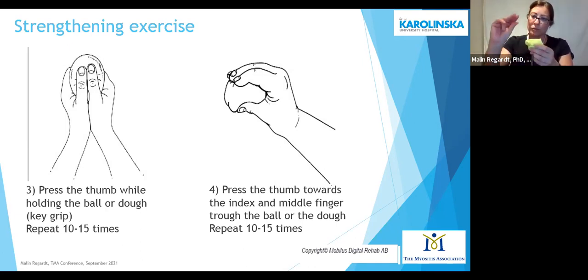The next picture, you should press these 3 fingers together, the thumb and the index finger and the, I don't know, long finger, we call it in Sweden. This is also a grip that we use in daily activities, like pulling on your pants, for instance, or pulling on a zipper. So this is a good grip to exercise. Good. And the same with the other hand. So thumb towards the 2 first fingers.